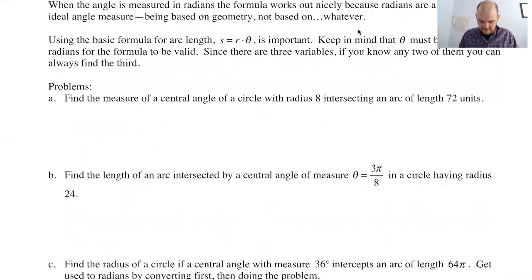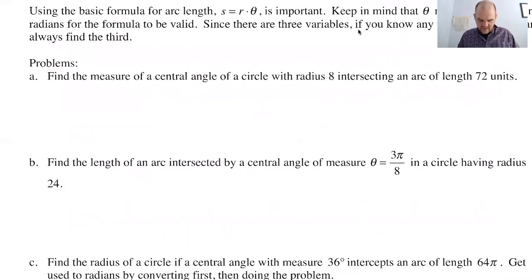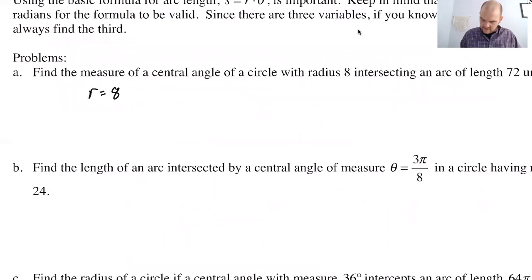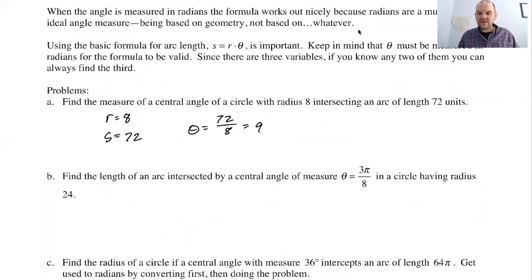So let's see if we can do this. Find the measure of a central angle of a circle, radius 8. So R is equal to 8. And the arc is 72. Okay, so then I know that theta is S over R, so it's 72 over 8. So it's 9. 9 radians. Pause and think about that.